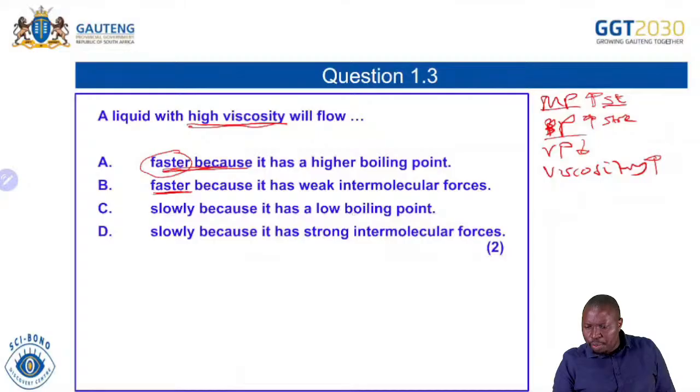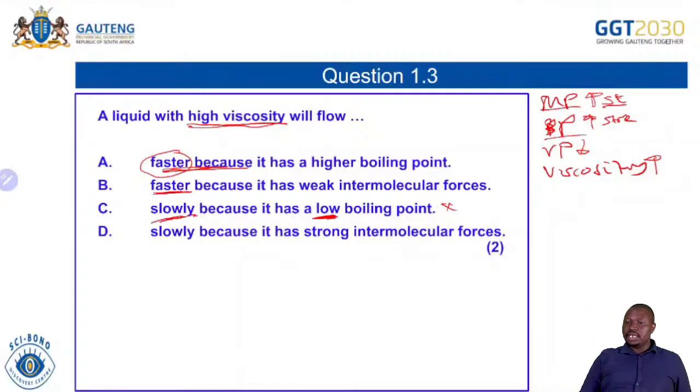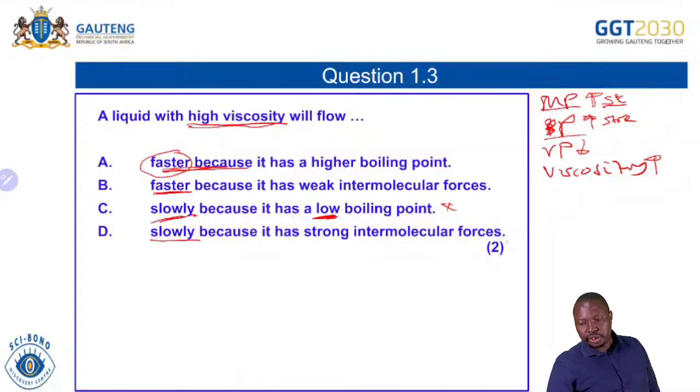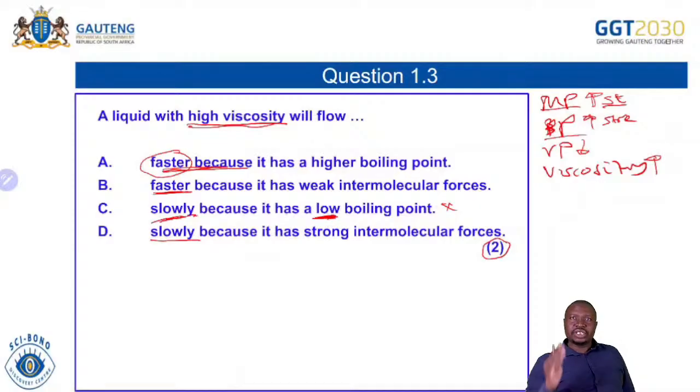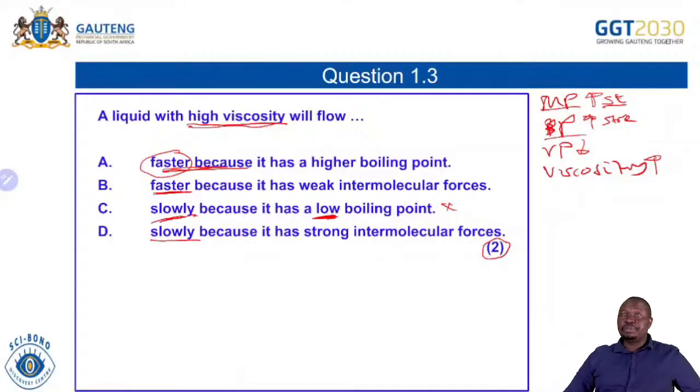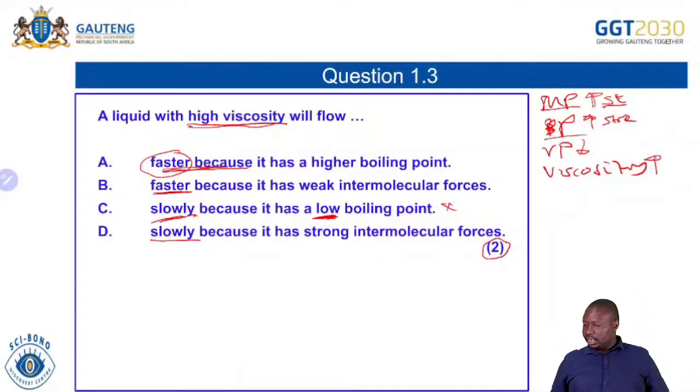Is it because it has a low boiling point? No. If it has a strong intermolecular force, it means that it must have a high boiling point. So you're able to see that option number C as well is a distractor. So our good option is option number D, which says it will flow slowly because it has strong intermolecular force. So you're able to get another 2 marks. I hope you got that and you have understood the four physical properties that we do in technical science grade 12.